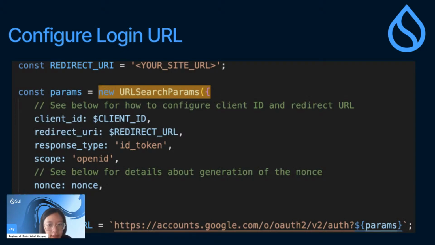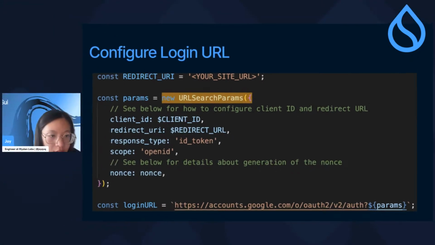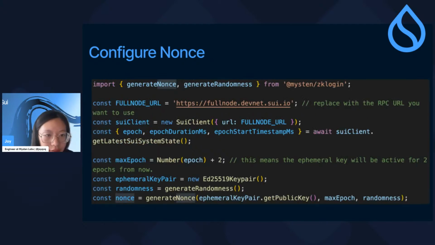So now let's start looking at the actual code. How do you configure the login URL? There are a few fields that you need to specify when you're giving the user a login URL. There are a couple of fields, as I mentioned earlier, client ID and redirect URL, and this nonce. Now let's talk about how you configure these values. The nonce is the part we mentioned earlier that commits to a public key.